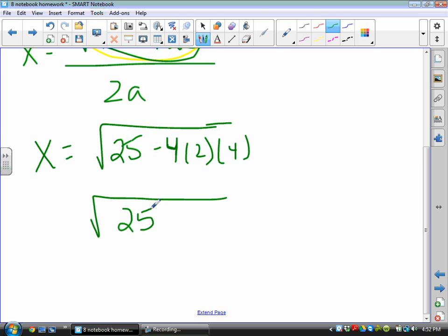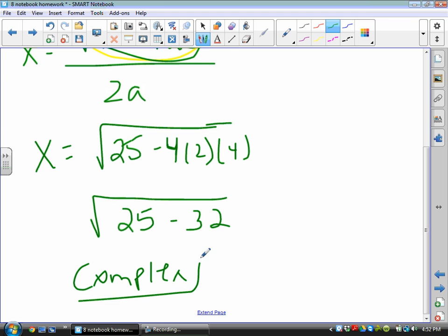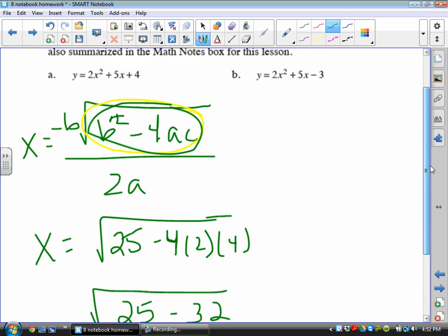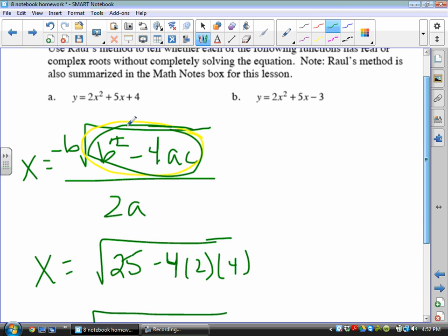So 25, I have minus 32. That's going to be a negative number, so it's going to be complex root. And it doesn't even ask you to solve it. It just says, what is it, complex or real?